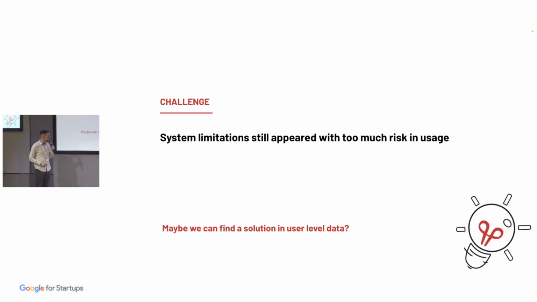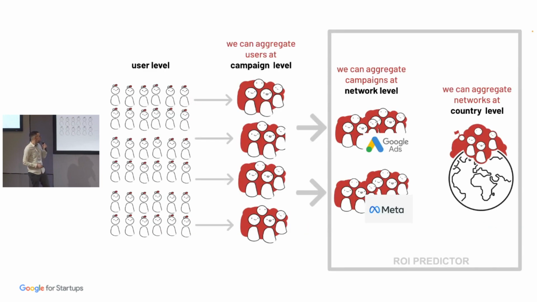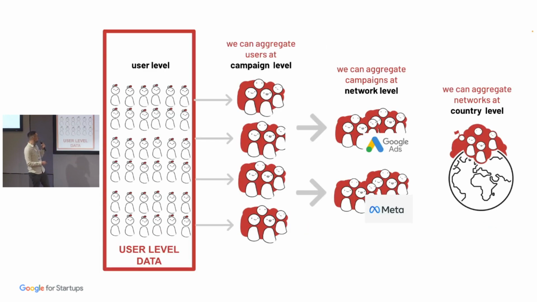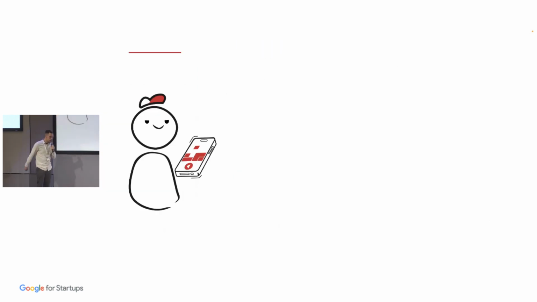And we decided, okay, let's try to search for a solution on user level data. We just started using this model already for UA to have something, but let's see if we can come up with something better. So we switched from here to this user level.